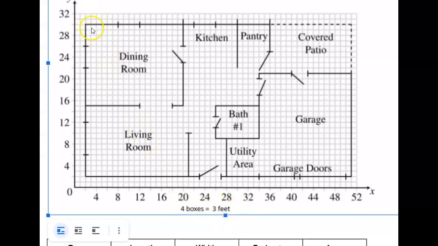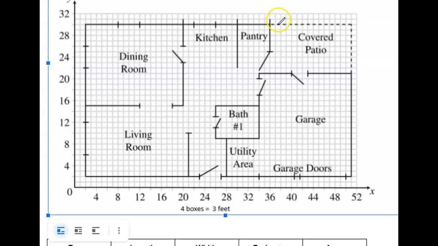So as you count your boxes, every 4 boxes is 3 feet. That means we're working with a ratio. So we're going to use that ratio to go through this problem. So first off, I'm going to come over here to the covered patio and I'm going to count my length by width.